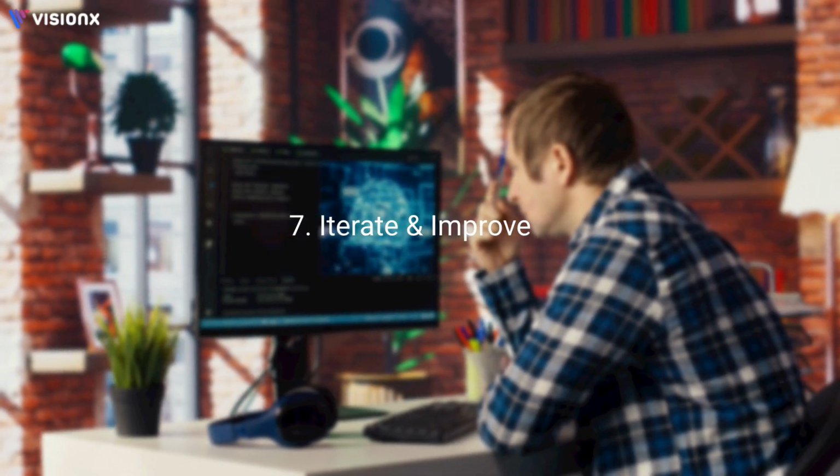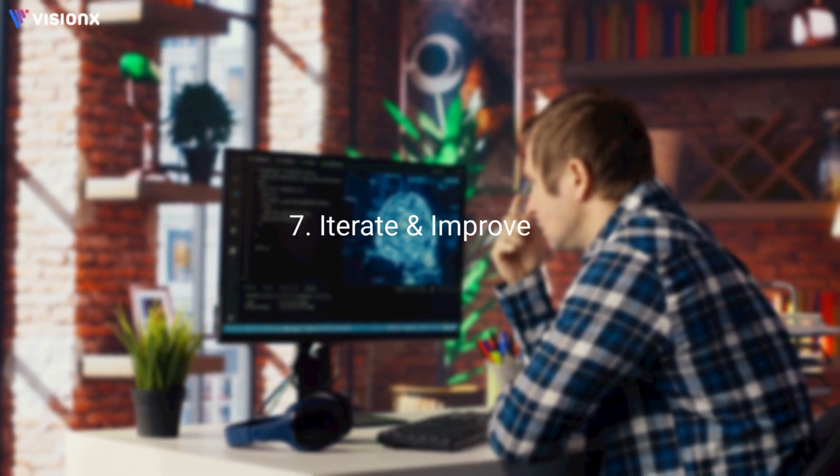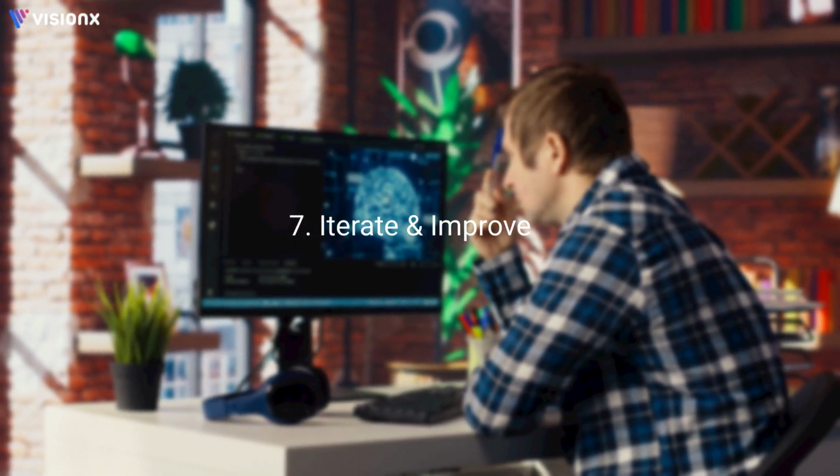As new data comes in, retrain your model, update labels, and continuously improve. Think of it as an ongoing cycle, not a single sprint. And that's how you train an AI model in 2025. 7 steps: goal, data, model, train, evaluate, deploy, and then rinse and repeat.